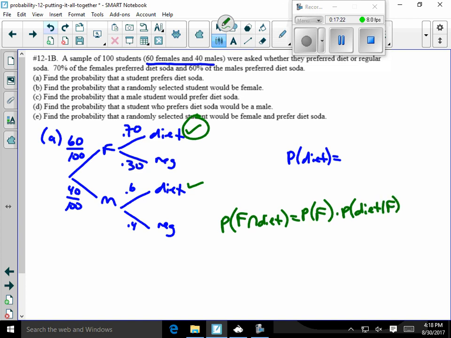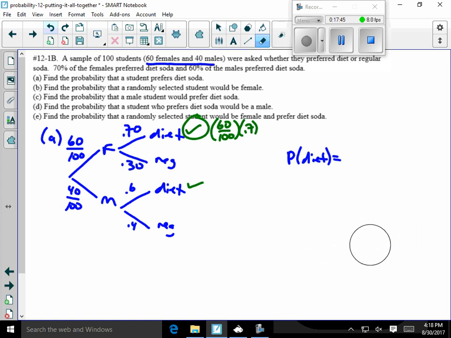So it's going to be this first probability of being a female is 60 out of 100, and then the probability of liking diet given that you're a female is the 70%, right? So, and since it's and, we would multiply. So this probability out here is 60 out of 100 times 0.7. We would multiply as we move across the tree.